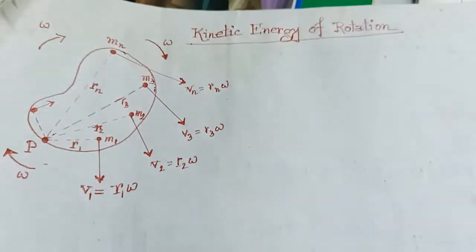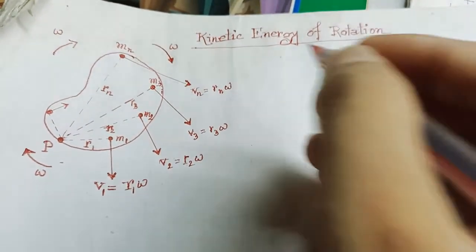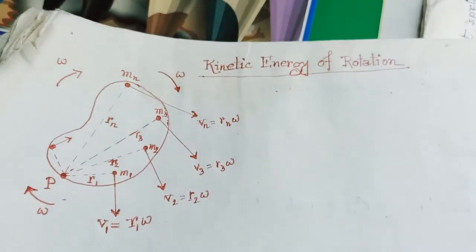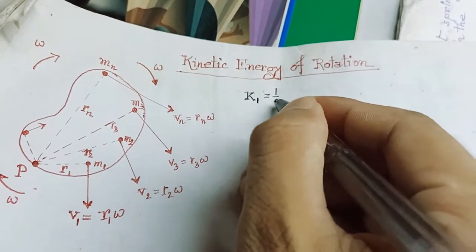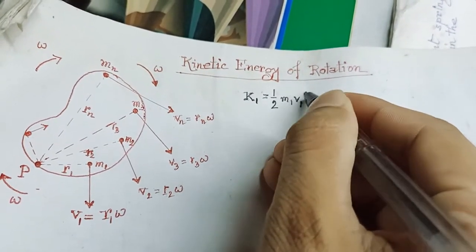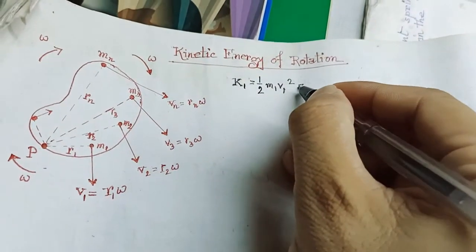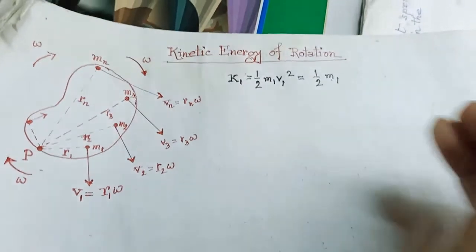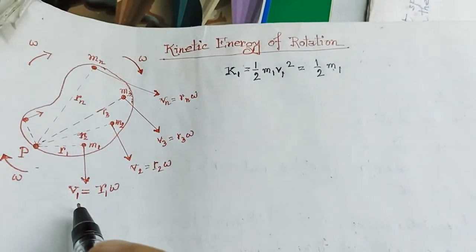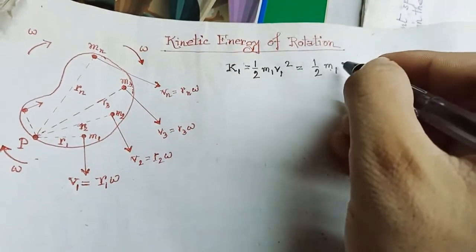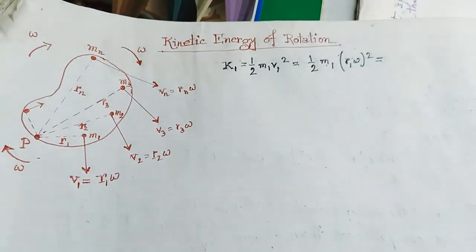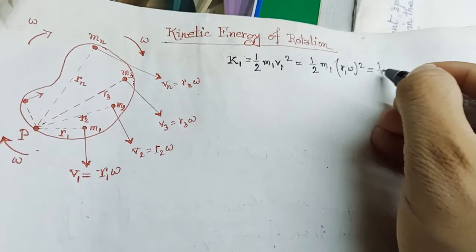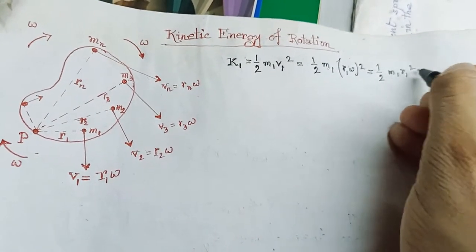Now the kinetic energy of the particle of mass m1 can be written as k1 equal to half m1 v1 square, which is again equal to half m1, and as we know the velocity v1 is equal to r1 omega, so this becomes r1 omega whole square, which will be equal to half m1 r1 square omega square.